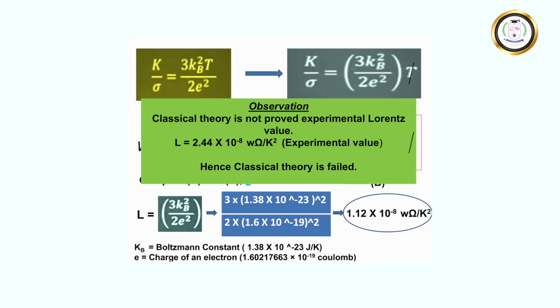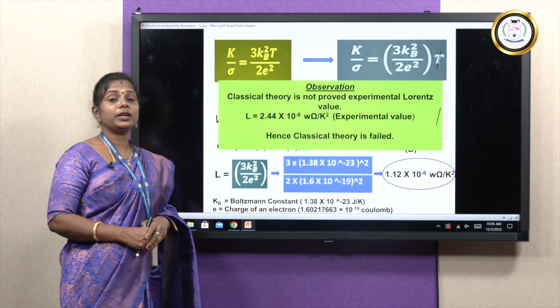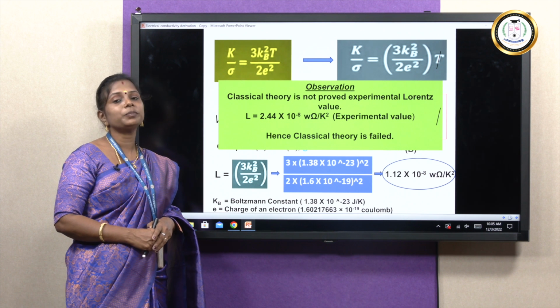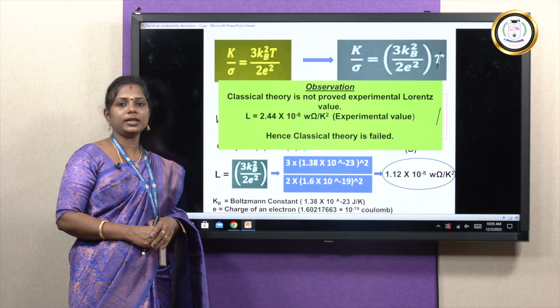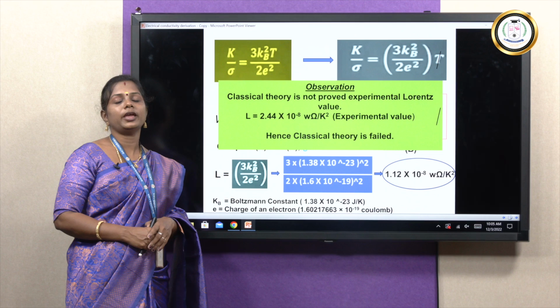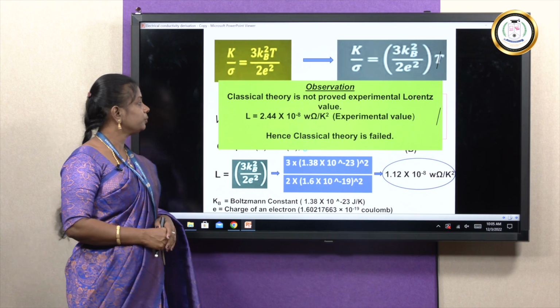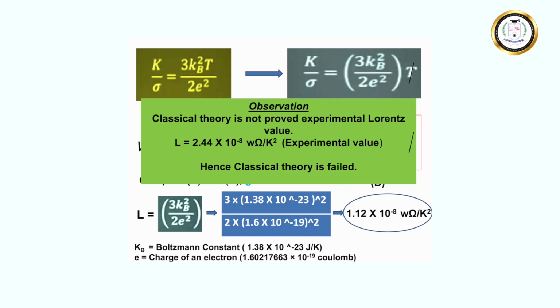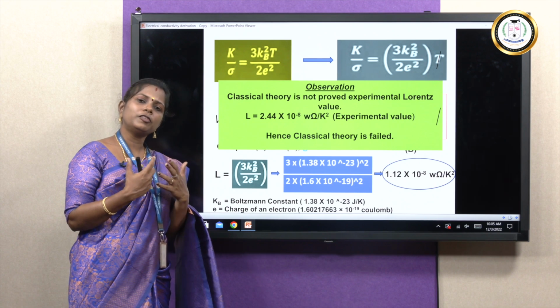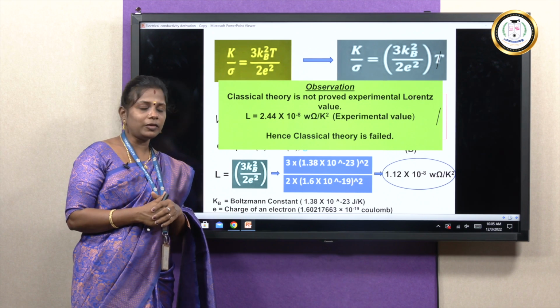So, our observation is that classical theory has not proved the experimental value of the Lorentz number. It failed to reproduce the experimental value of the Lorentz number. The reason is that classical theory does not consider the effective mass of an electron. The experimental value of the Lorentz number is 2.44 into 10 to the power minus 8 watt ohm per Kelvin square. So classical theory fails to give the experimental value of the Lorentz number.